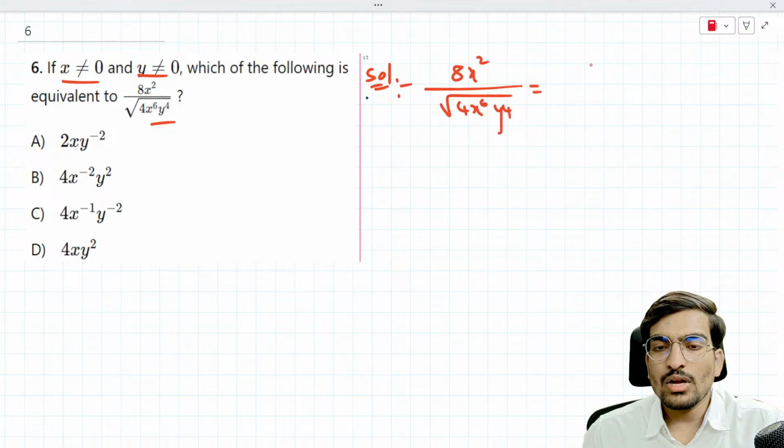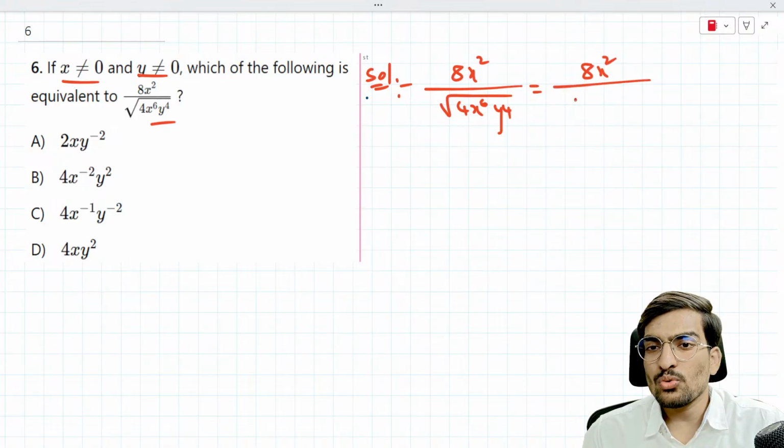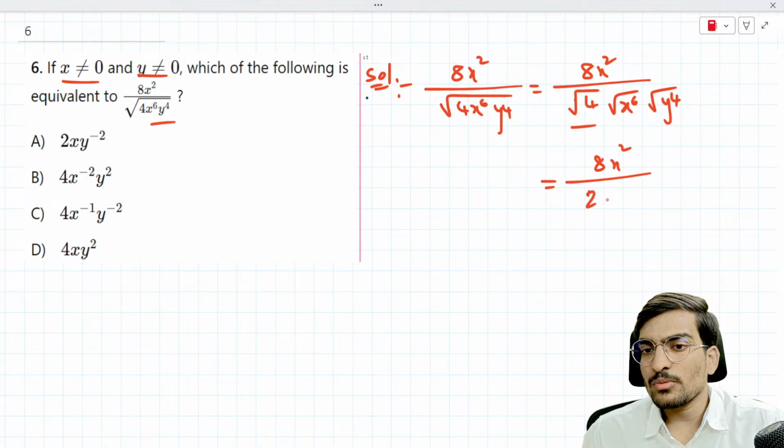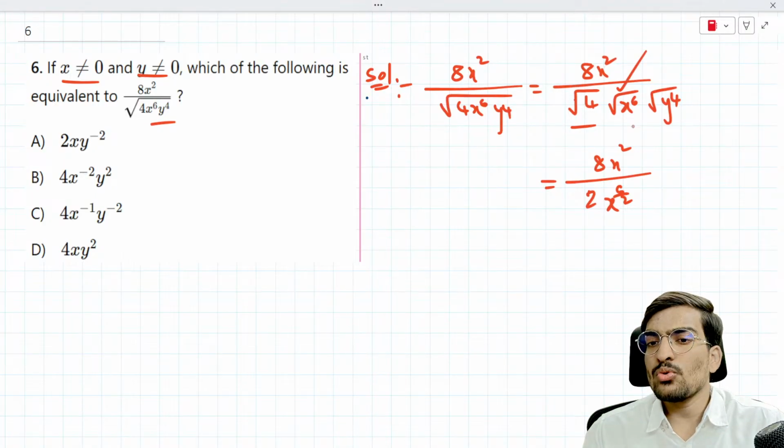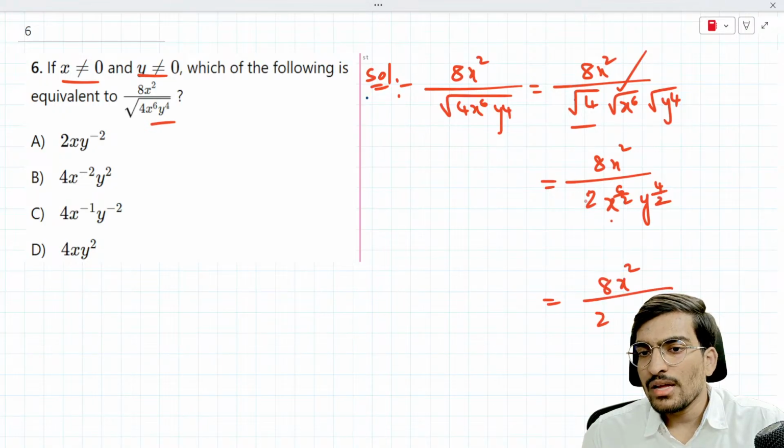What is the difference? So the root is the difference. So what we do now, on the numerator 8 raised to the power of 8x raised to the power of 2 divided by, I just give this root to everything, like root 4, root x raised to the power of 6, root y power 4. So what happens? 8x square root 4 is 2 and root x raised to the power of 6 is x raised to the power of 6 by 2. I just turn this root as exponent, and y raised to the power of 4 by 2. So this is equals to 8x square by 2. Here x raised to the power of 6 by 2, 2 ones, 2 twos, y raised to the power of 2 by 4 by 2, 2 ones, 2 twos.